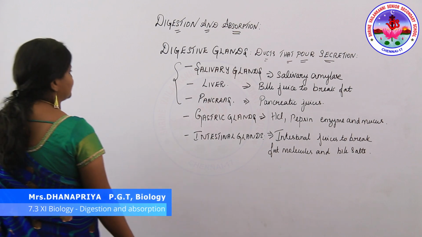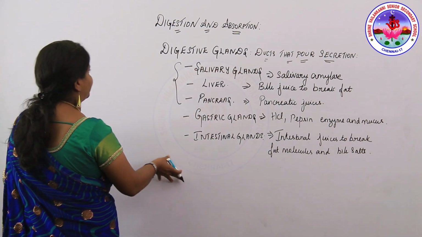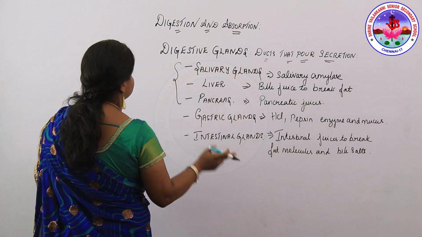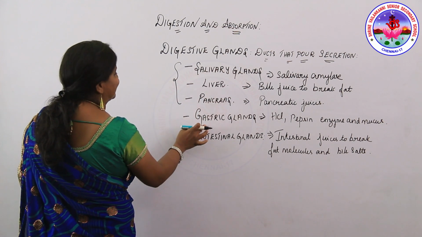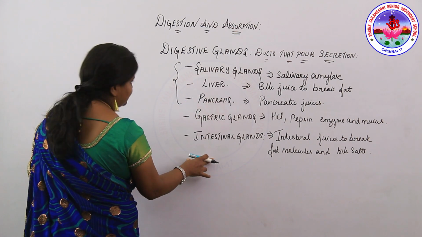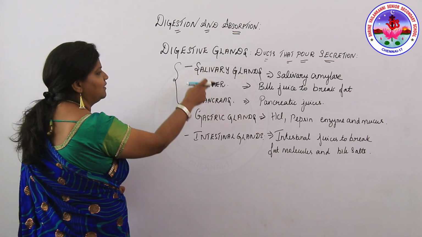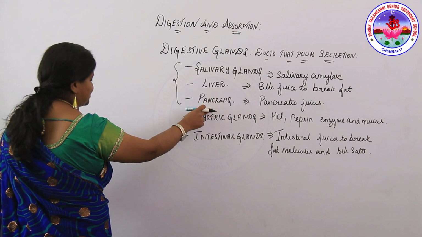So now we are going to discuss how the digestive glands perform their functions. The digestive glands are what? The ducts that pour the secretions. It includes the salivary gland, liver, pancreas, gastric gland and the intestinal glands. What are they? The salivary glands, liver and pancreas play the major role among the digestive glands.